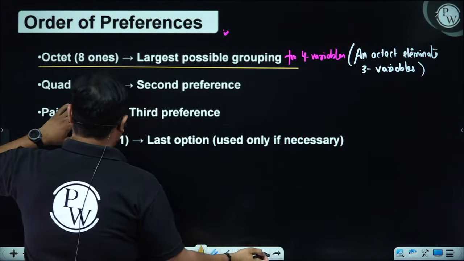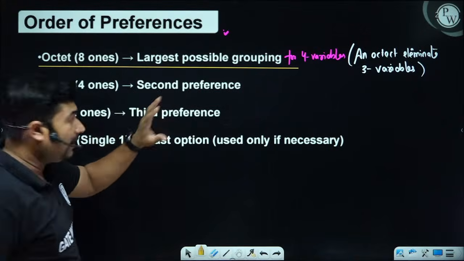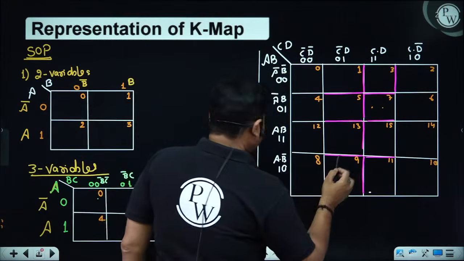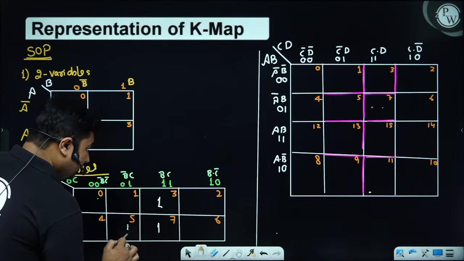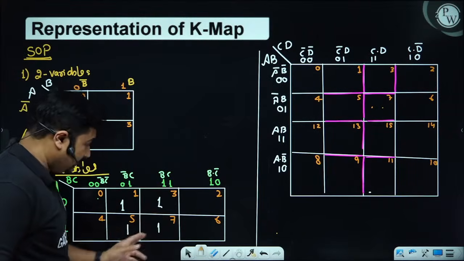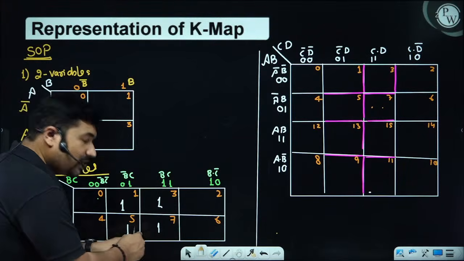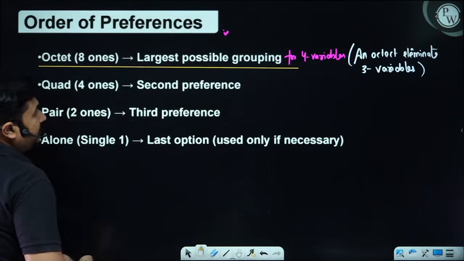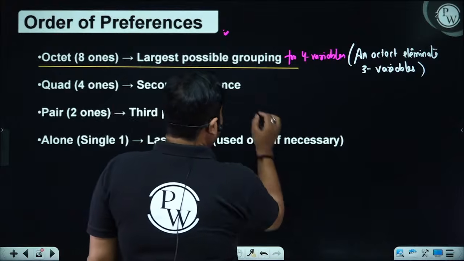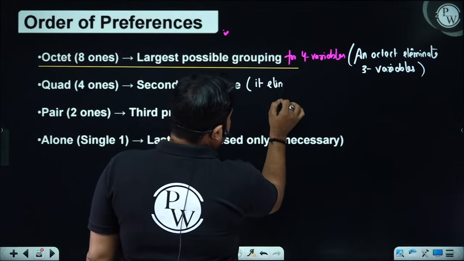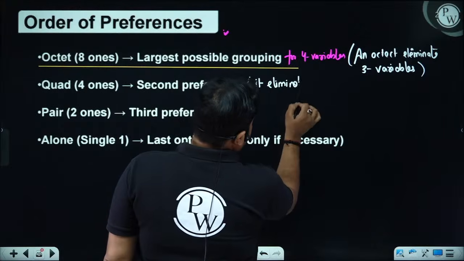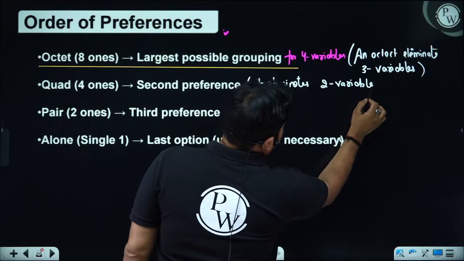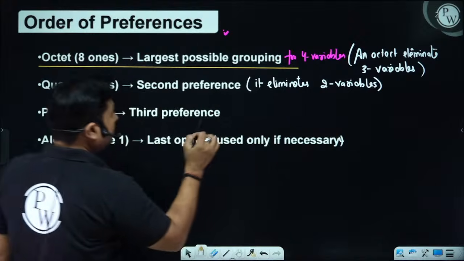Now please observe the chord. Chord means four ones. A grouping of 4 ones is called a chord. Suppose we have these 4 filled with logic level 1. So they are adjacent sub blocks. If they are filled with logic level 1s, then we can make a chord. Is it okay? So the chord will have the second preference. Second preference is given to the chord, and it eliminates two variables. If we have a total of 3 variables or 4 variables, then 2 variables get eliminated by the chord.